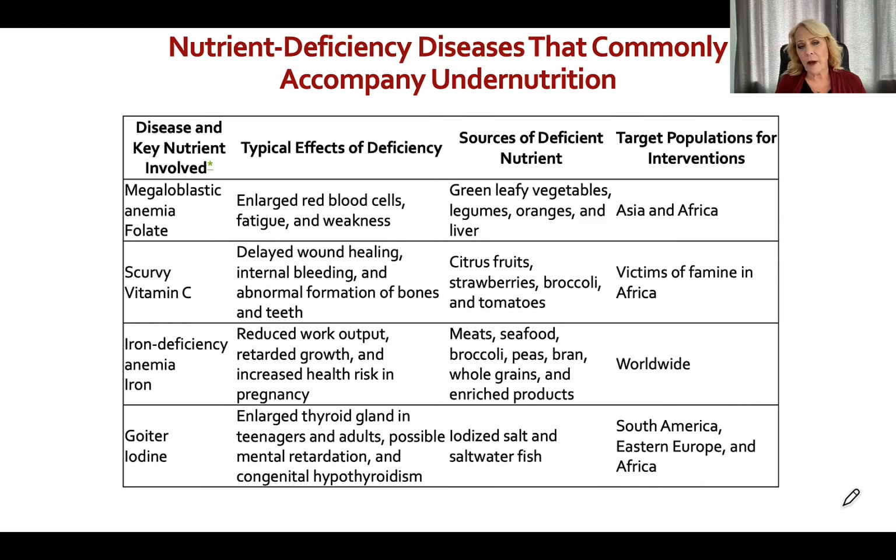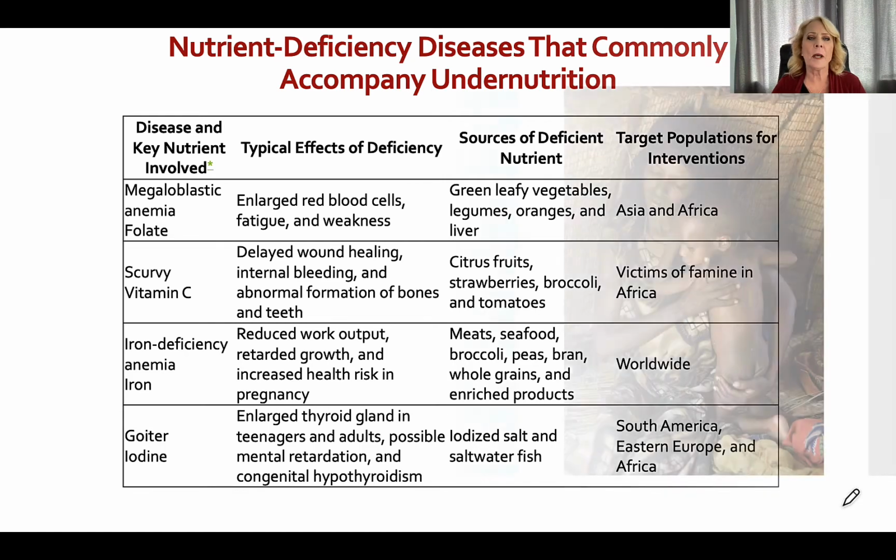A goiter, lack of iodine. We know that this causes an enlargement of the thyroid gland. And in the unborn, it can lead to mental retardation, and it can also lead to other congenital issues. And then, of course, in the unborn, they can develop hypothyroidism. Now, we do fortify our salt in the United States with iodine. And so most people don't have any type of iodine deficiencies in the US, but we do see this in South America, Eastern Europe, and Africa.